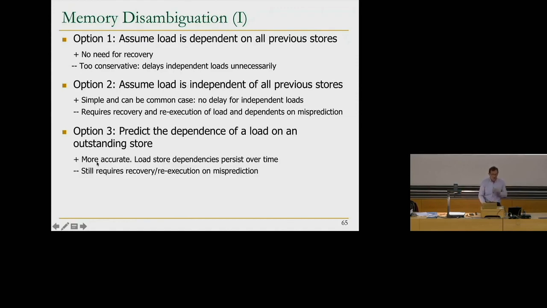The option three is the intelligent option. You basically predict the dependence of a load on an outstanding store. I'm not telling you how to actually do that. There are mechanisms for this.